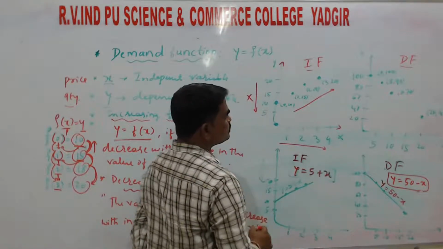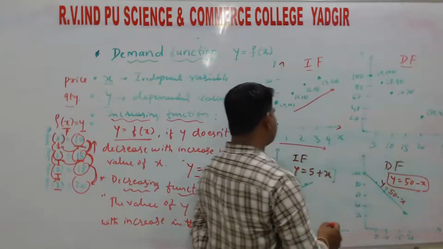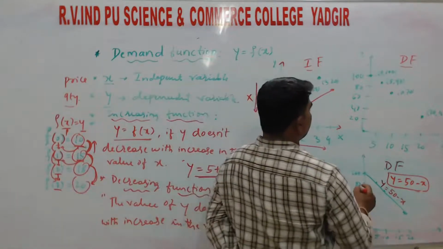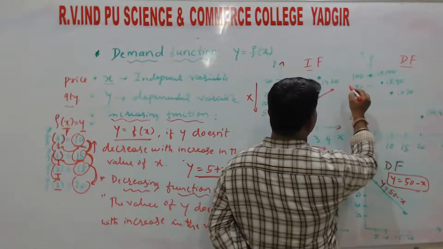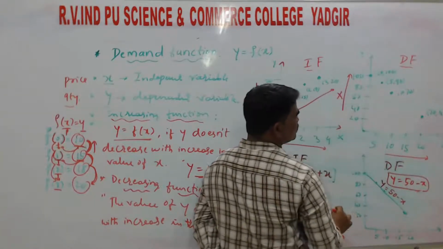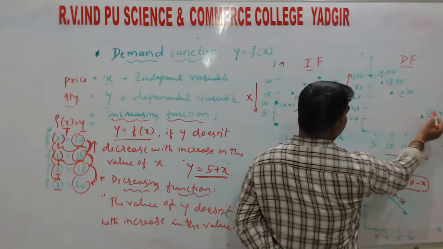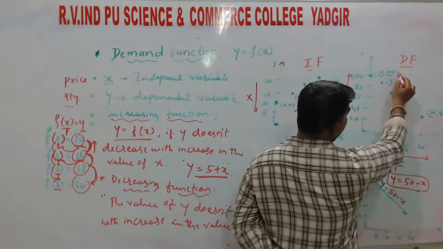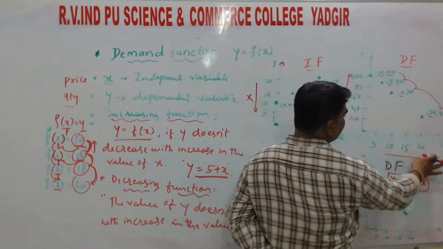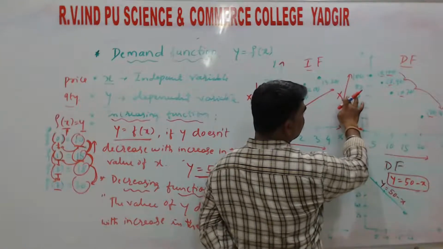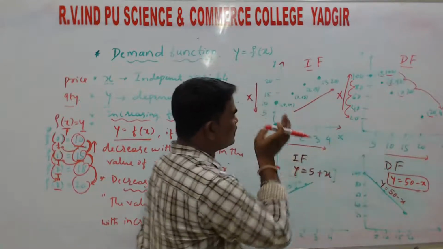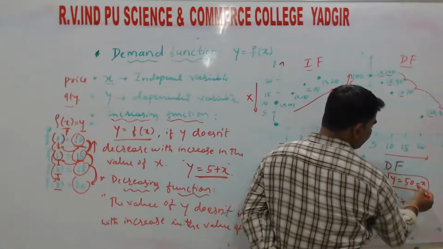to 5 plus x. And in a decreasing function, it says that the value of y does not increase with the increase in the value of x. Here, the y value does not increase with the increase in the value of x. So if you see, the value of x is increasing, but the value of y is not increasing here, it is decreasing from 100 to 90, 90 to 70, 70 to 40. That's why with the increase in the value of x, the y value does not increase but decreases here. If this is the case, then we call it a decreasing function, and we will represent it in this way: y is equal to 50 minus x.